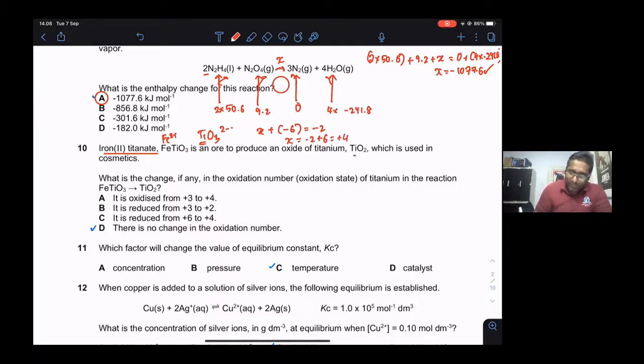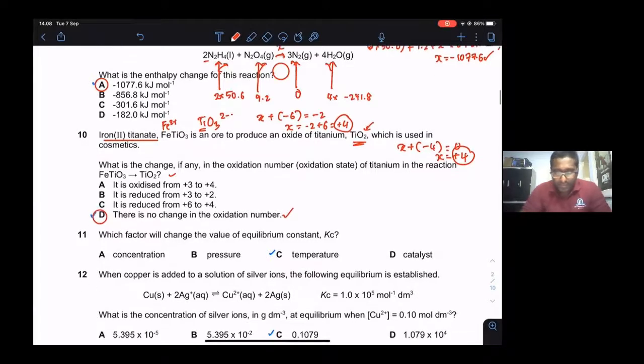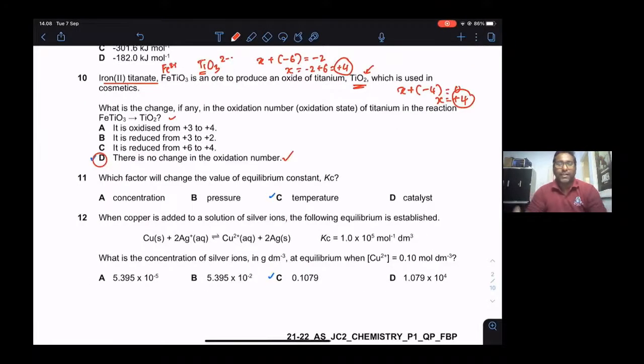Now for titanium oxide, X plus 2 times negative 2, which is negative 4, equals 0. So X equals plus 4. So you can see from plus 4 changing into plus 4, there is no change in oxidation number. Therefore, the answer is going to be D. Next, which factor will change the value of the equilibrium constant? This one, very simple question. Only temperature changes the equilibrium constant. Very easy question.